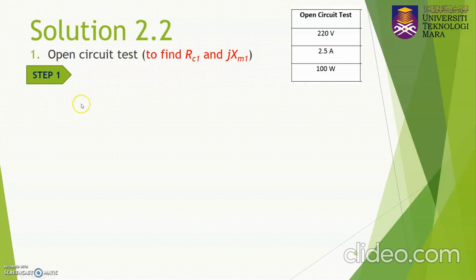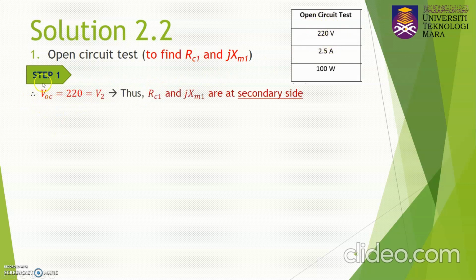So how to determine that? You need to check the value of the V open circuit, whether it is equal to V1 or V2. Okay, so in this case, your V open circuit is equal to 220 volt. So the 220 volt is actually equal to V2. So you know that now your RC1 and also XM1 are referred to the secondary side.